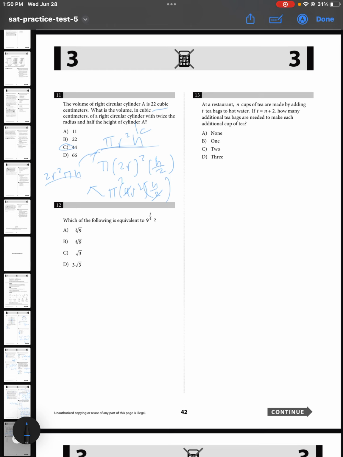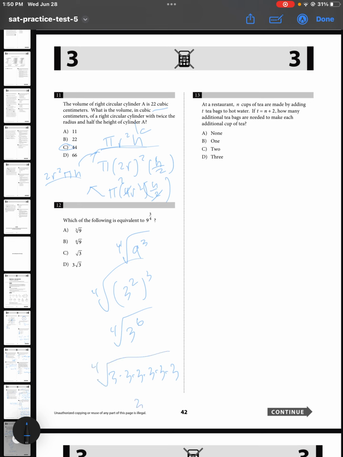So yeah. Okay, which of the following is equivalent to 9 to the 3/4? Okay, so we can do 9 cubed. Rearranging that, we can get that, which will give us 3 squared cubed, 4th root. So 3 to the 6th, 4th root. So 3 times 3 times 3 times 3 times 3 times 3, 4th root.